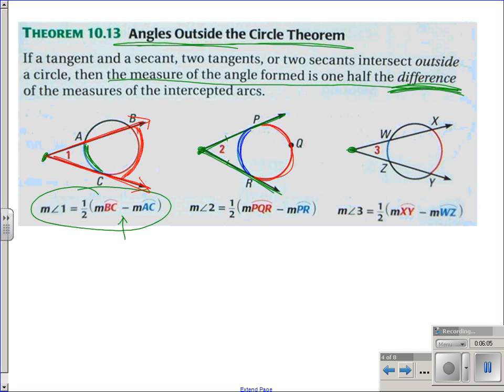The same thing on this last picture here on the right. We have two secants. Intercepted arcs are XY and WZ. This angle 3 is half the difference between the intercepted arcs. All right, that is the notes. The next video contains some examples dealing with these.